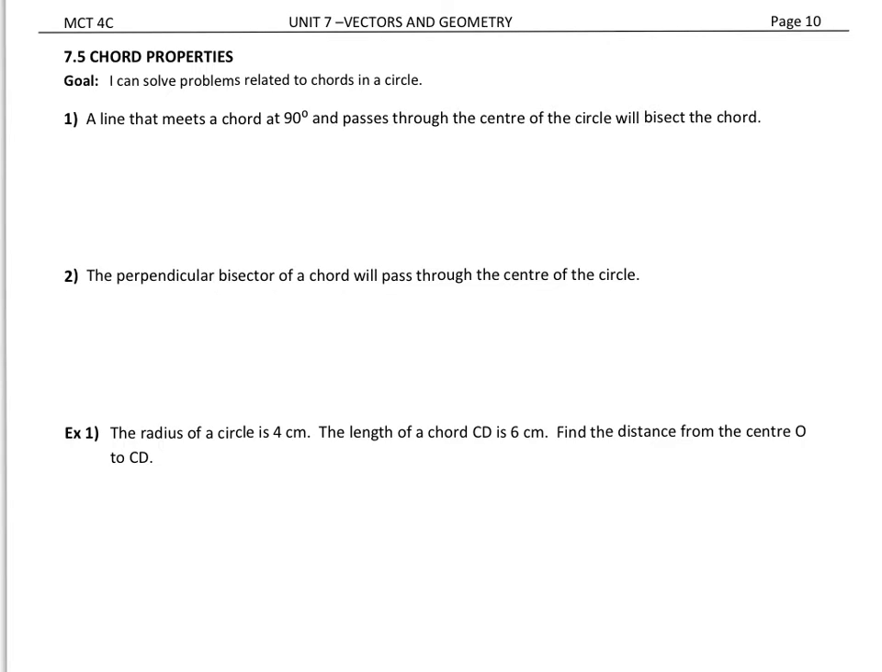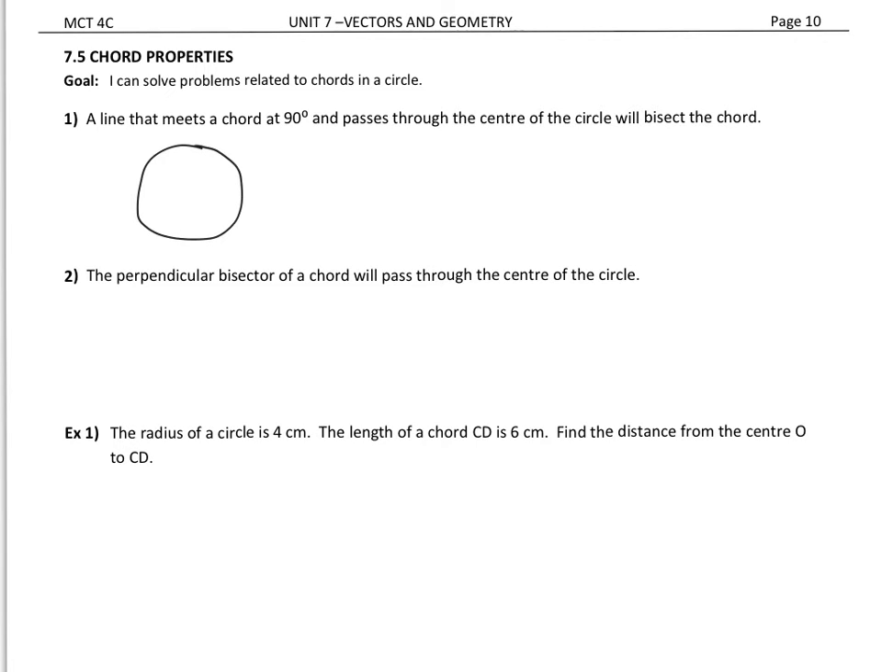Number 1 here says a line that meets a chord at 90 degrees and passes through the center of the circle will bisect that chord. So lots of math words here in this particular example. So let's first draw a circle. So I'm going to freehand this as best as I can. Let's see what I can do.